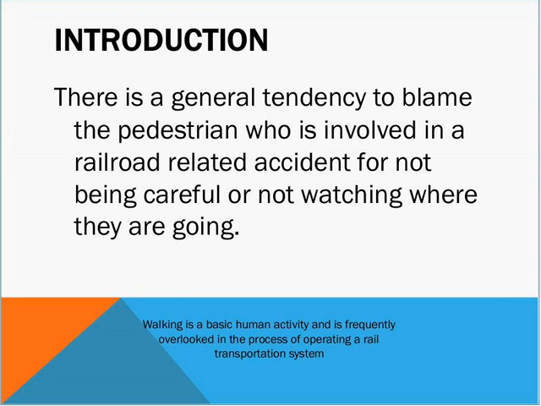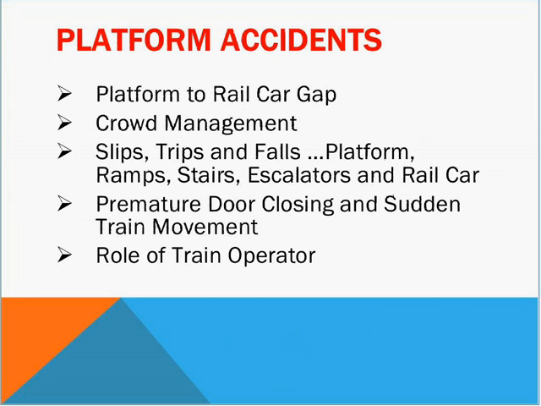Anyway, I'd like to begin by making this general statement: we tend to blame the pedestrian as being the person responsible in any kind of accident because they're not careful or watching where they're going. And this is a myth we need to dispel. In terms of the platform accidents, I'm going to talk about the rail car gap, crowd management, slips, trips, and falls, premature door openings, and the role of the train operator, who we sometimes always try to blame as the cause of an accident, but that's not necessarily always the case either. We'll talk more about that.